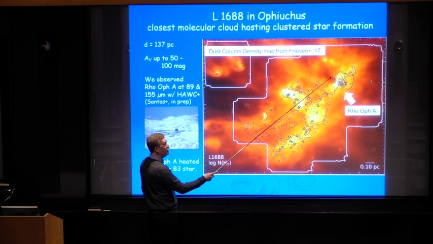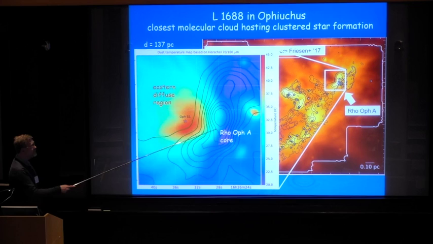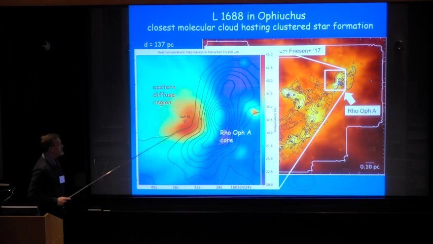And it's the main heat source for Rho of A. And you can see in the next slide here what it's doing to Rho of A. So this shows these contours. This is a blow up showing these same column density contours that you saw here. And now you see this B star, S1. And the color here shows the temperature.